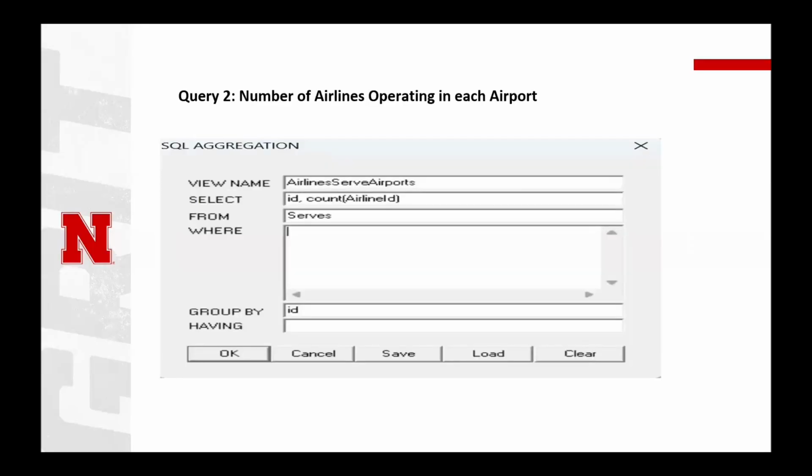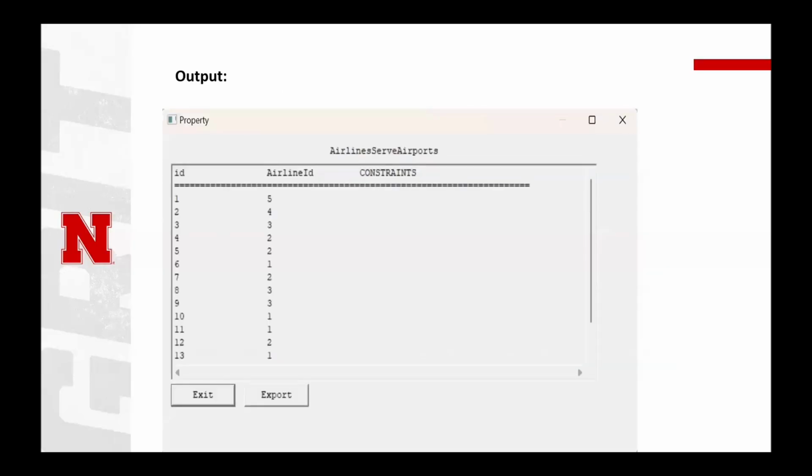This query is to find the number of airlines operating in each airport. And for this, we are using aggregation query. So the output is something like this. For airport 1, we have 5 airlines operating there. And for airport 2, we have 4 airlines. Airport 3, we have 3 airlines, and so on.